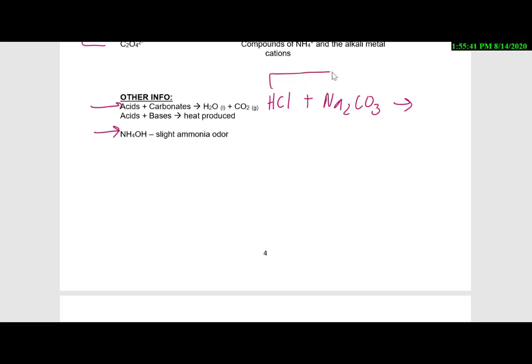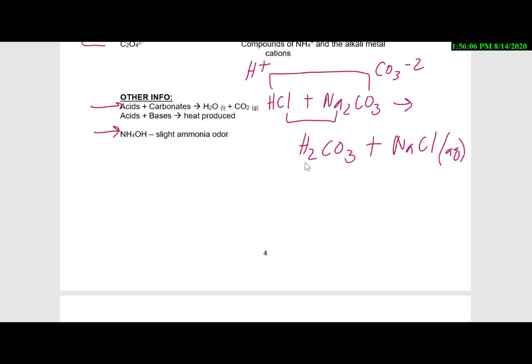okay, you'll follow your rule. You'll take your cation and your anion, and you'll come up with H2CO3, because H was plus 1 and CO3 was minus 2, and you do the flip-flop rule. Then your other product would be NaCl, a plus 1 and a minus 1. Okay, the solubility rules tell me that NaCl is soluble.